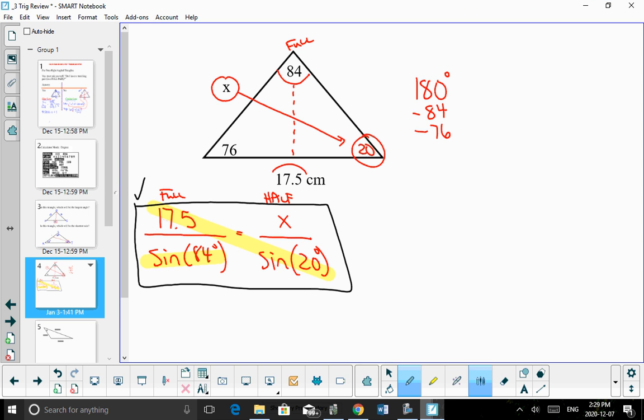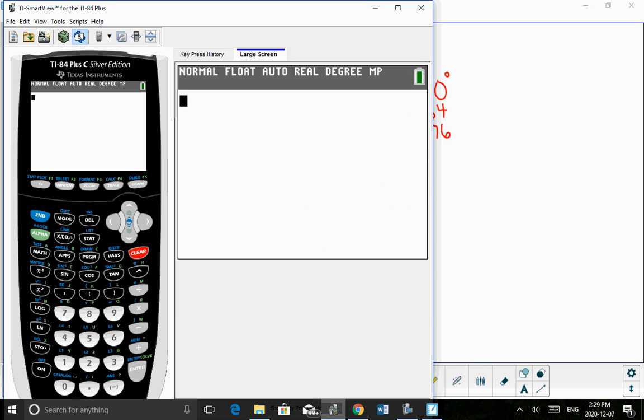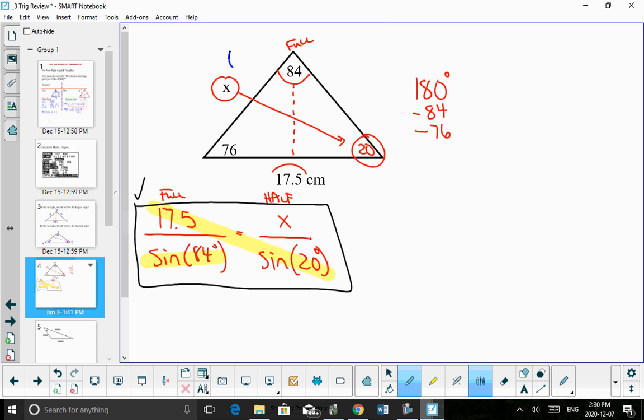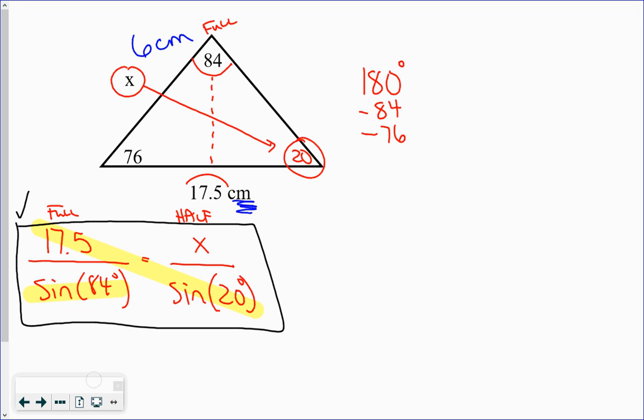So you just have to go 17.5 times sine 20, and then you must finish off that bracket before you continue on. That's the cross multiply, and then we're going to divide it by sine 84. Again, you're not hitting second, you're just hitting the plain old sine key, and then hit enter. We get 6.01, or essentially just round it to the nearest whole number, so we get 6. The units are centimeters, so there it is.